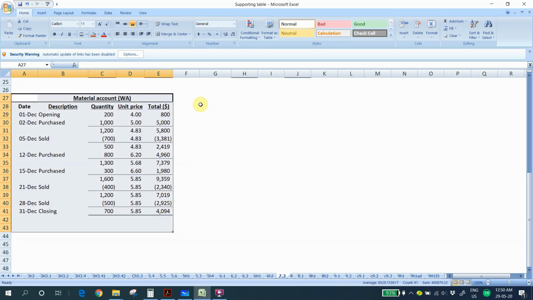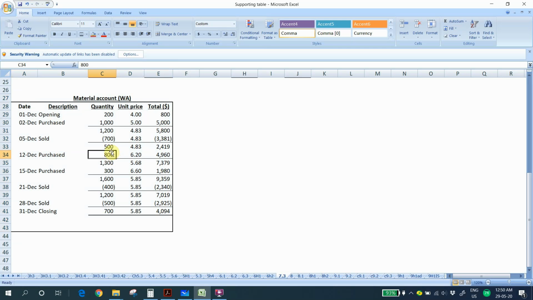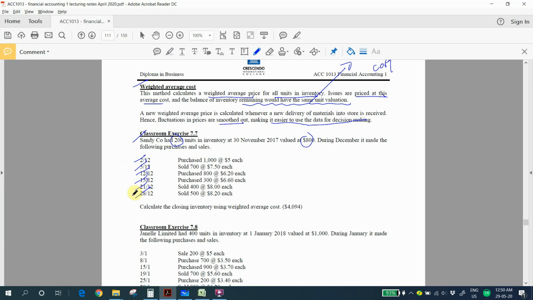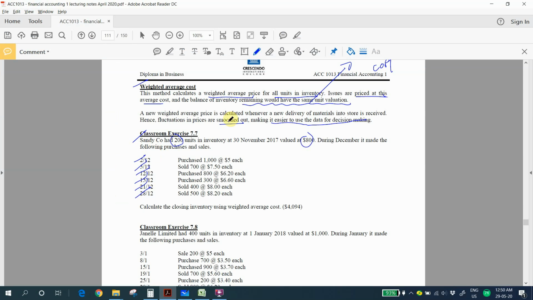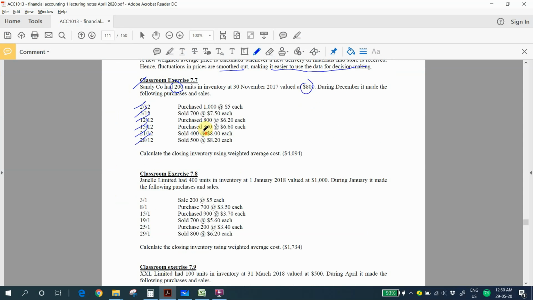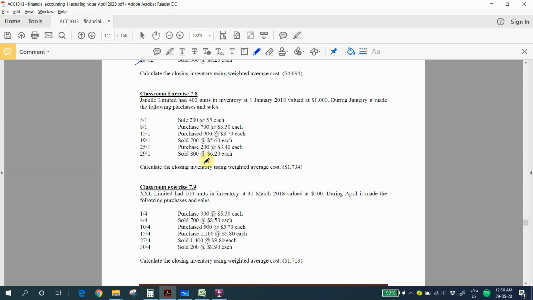I repeat again, for the weighted average method, we only use one column. For the purchase, we put a positive because this will increase the total quantity. For the sold item, we put a negative, and again, we ignore all the selling price. We only focus on the cost. So that's all for the demonstration for classroom exercise 7.7, and you can try 7.8 and 7.9 yourself.